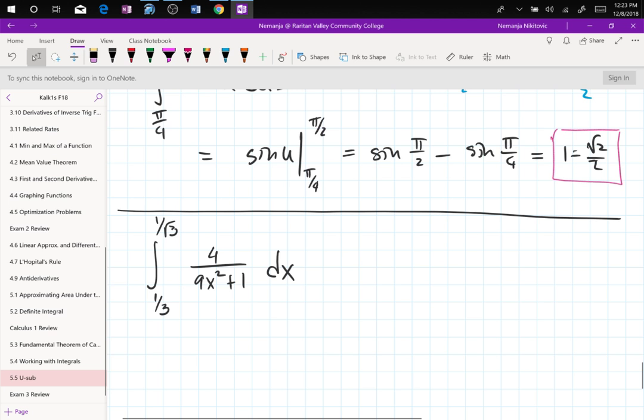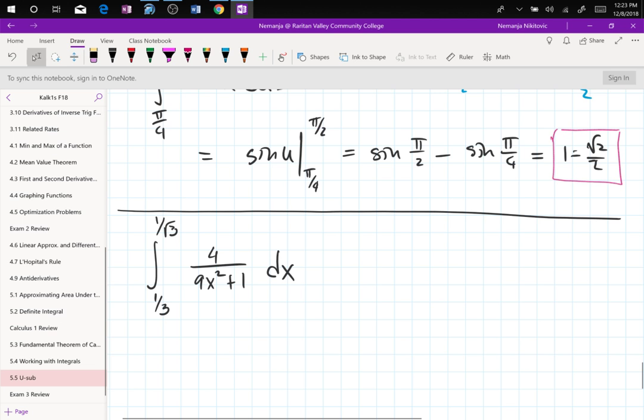See, we don't have x on top. So we can't put 9x squared plus 1 as u, because that will have 18x as a du, and we don't have x. X you can't fix. You can fix constants, but you can't fix if you're missing a part of a function or a function. So this one is very tricky.